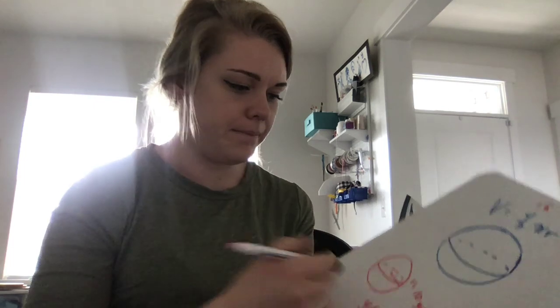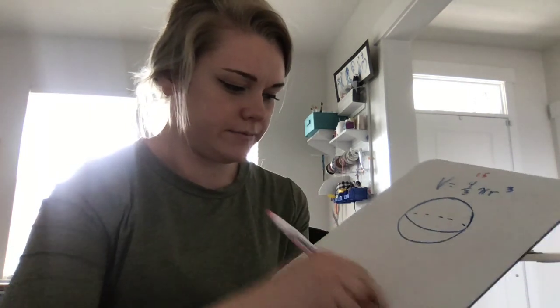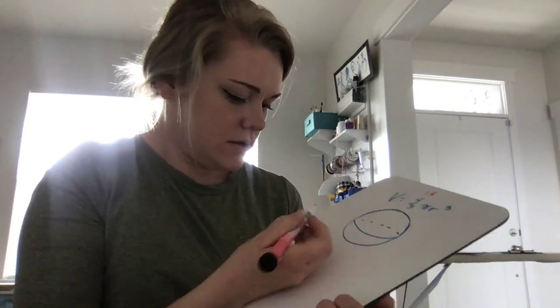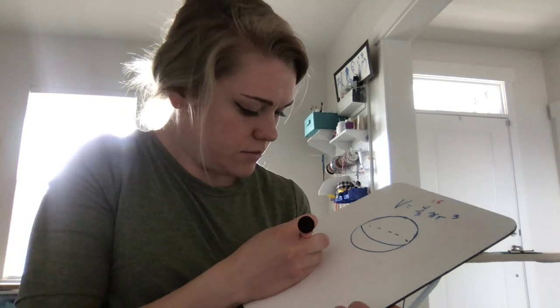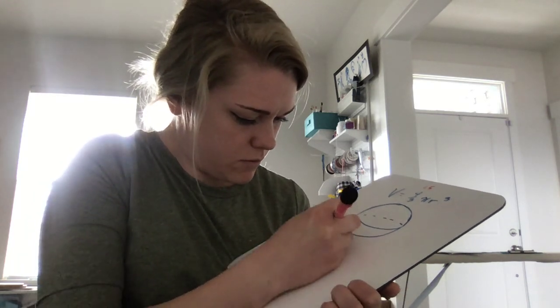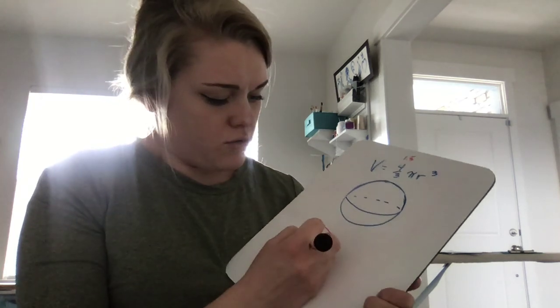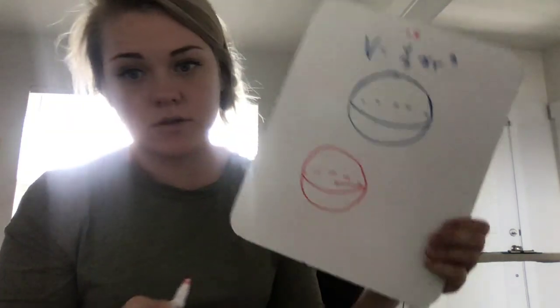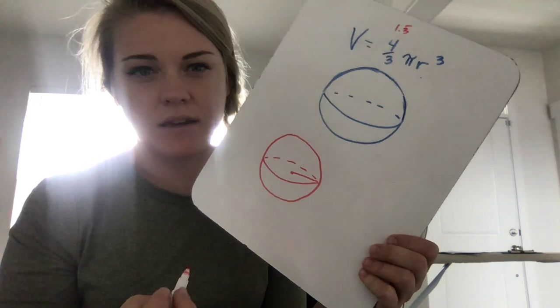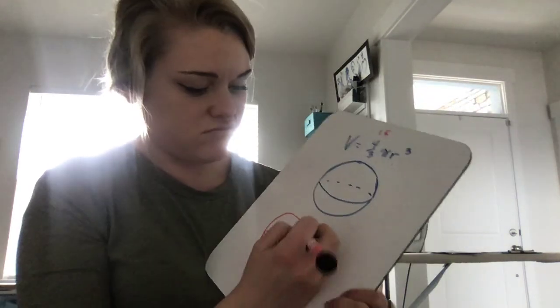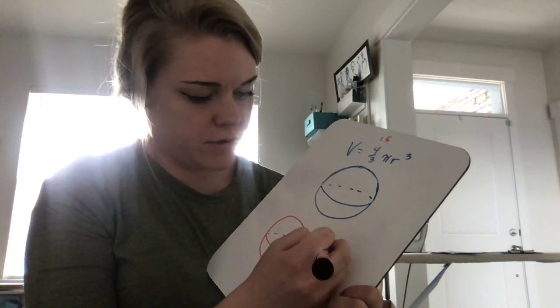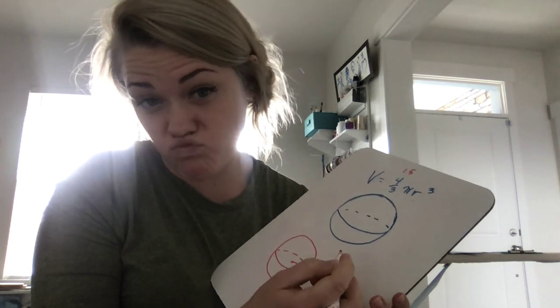One more. Okay, so we have a radius. Let's say that's a radius of 1.7. So radius equals 1.7 feet.